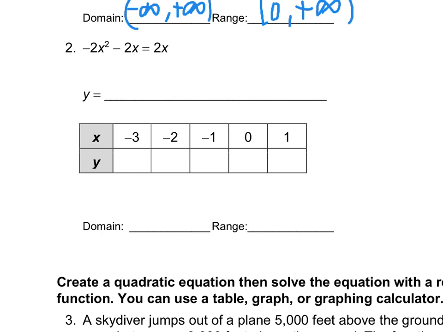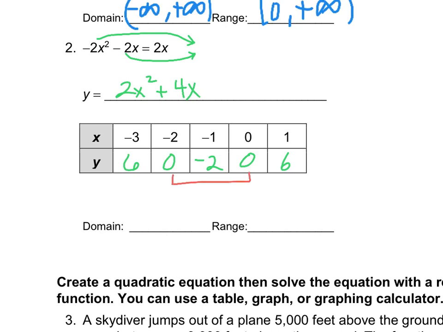Problem number 2. We're going to move this to this side, and we're also going to move this to the right side. And we will end up with 2x squared plus 4x. Plug in the values for x that were given to you into the equation and get your y values. You should notice that these two should match, and so should these.